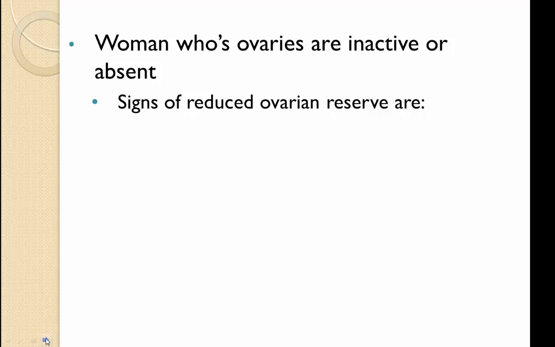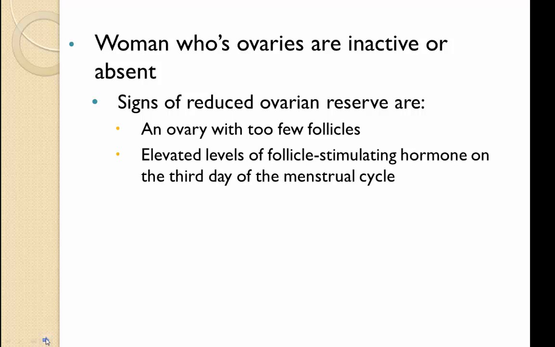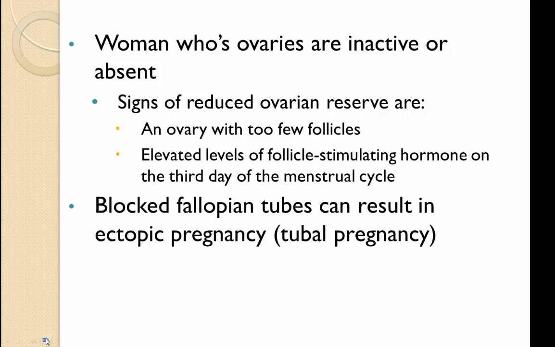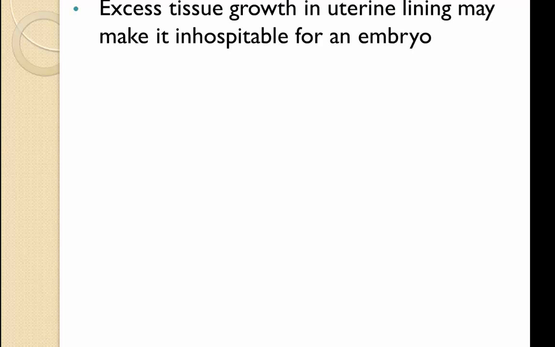So here are some signs if you have a reduced ovarian reserve. Your ovary has too few follicles to develop. You tend to have elevated levels of follicle stimulating hormone. You could also have a blocked fallopian tube. This can either result in the egg not being fertile at all, or that the sperm is small enough to get through the blockage. However, the egg cannot pass through, so implantation takes place in the fallopian tube. You can have excessive growth in the lining of your uterus, which creates what we call an inhospitable or an unfriendly environment for the embryo, so it won't implant. Or if it does, it doesn't implant for very long.